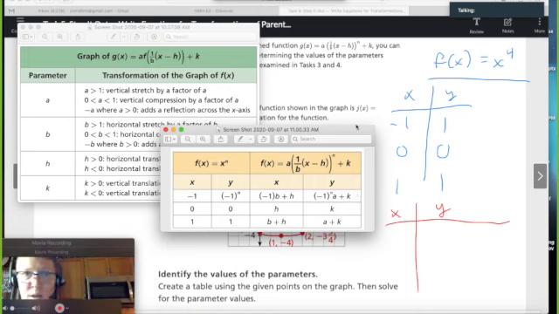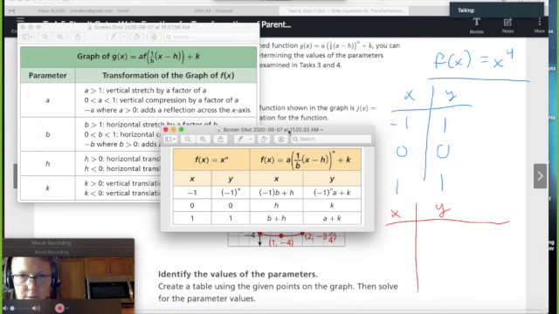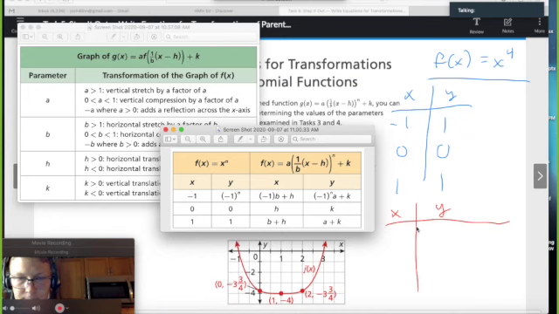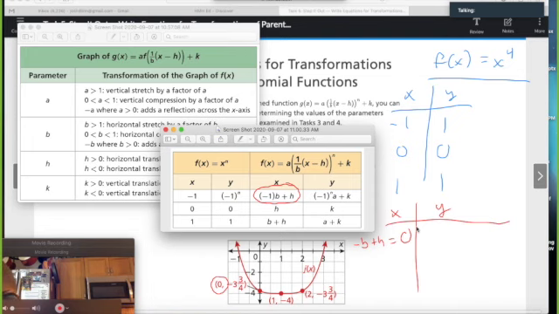Let's get rid of this thing. Move our stuff around so we can see everything. Okay, so our first one, we're working on this part right here. So it's negative b plus h is equal to, that's our x. Here's our x value. It's going to be equal to 0.